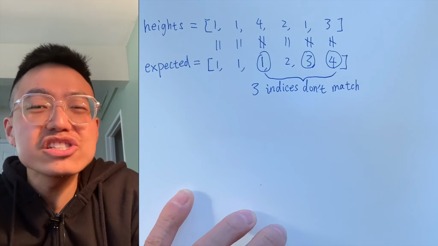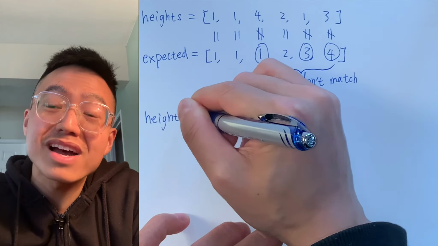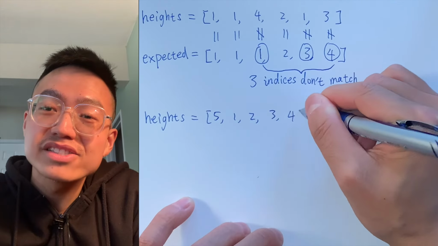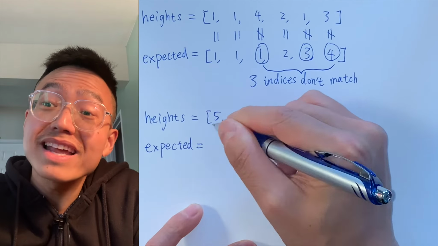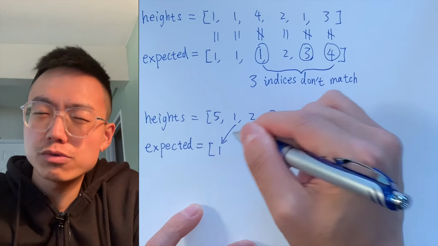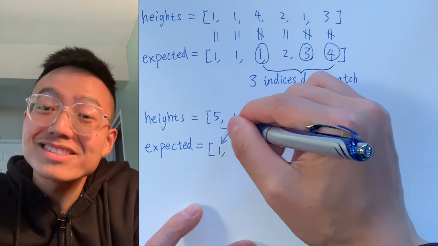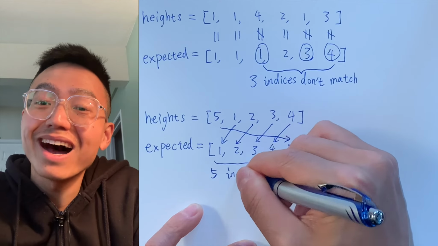You are given an integer array heights representing the current order that students are standing in. Each heights[i] is the height of the ith student in line, 0-indexed. We need to return the number of indices where heights[i] is not equal to expected[i].